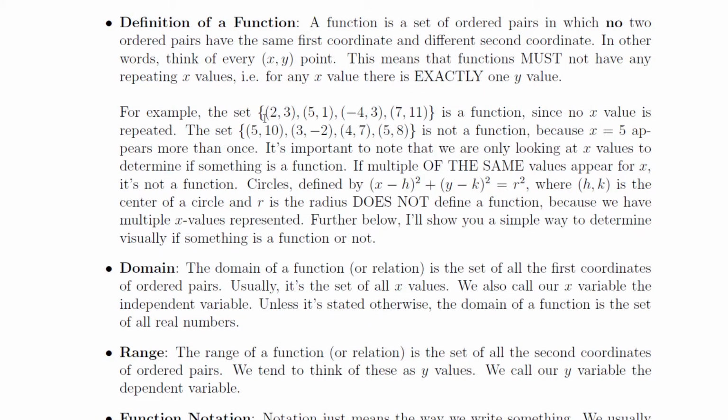So you can see this with actual functions when you graph them. You can also see a function as dealing with sets. In this case, this is the set (2, 3), (5, 1), (-4, 3), (7, 11). This is a function because if you look at all of the x values, there's not a single one that shows up twice. They're all different and distinct x values. If you look at this set, this is a different one. This is not a function, and the reason why is because I have a 5 that shows up as an x value in both places.